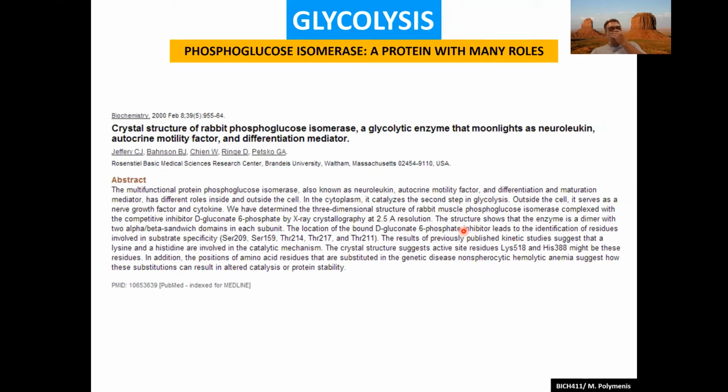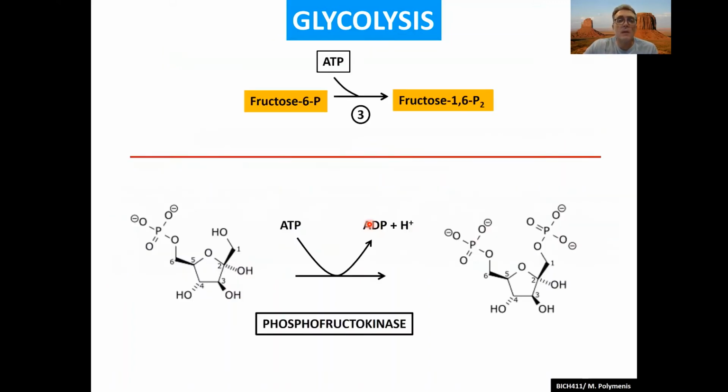Again, very abundant enzyme, phosphoglucose isomerase, that is, and it also has a moonlighting role, like hexokinase, which we saw previously. One of these moonlighting roles is to act as a growth factor, okay? Just out in the circulation, let's say, outside of the cell, extracellular. All right, but back to glycolysis.